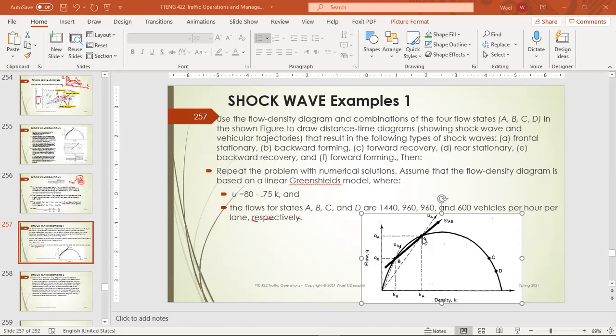Okay, frontal stationary can be from state A to, or actually can be from B to C. That's frontal stationary. Why? Because B and C, the flow is the same.